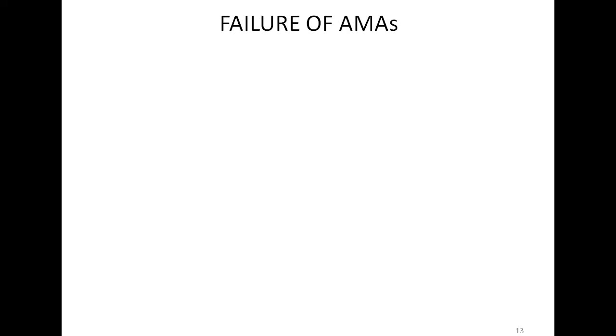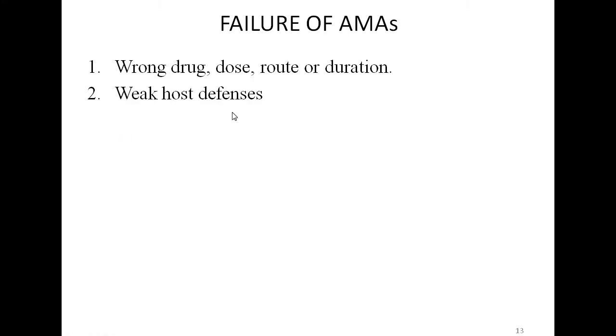Many a time we come across an antibiotic not doing its job. That is, the antimicrobial agent has failed. Now why does this happen? It could be the wrong drug, the wrong dose, the wrong route or the wrong duration. So one needs to be familiar with the spectrum of activity of the antibiotics and also the susceptibility of the microorganisms to a particular antibiotic. Immunocompromised patients, the host defenses are weak. Elderly patients, weak host defenses. This could also contribute to failure of an antimicrobial agent.